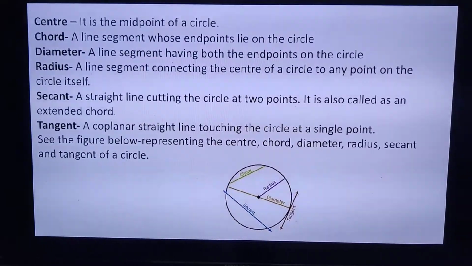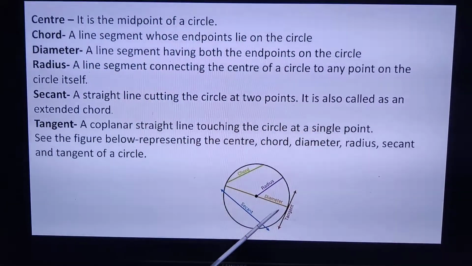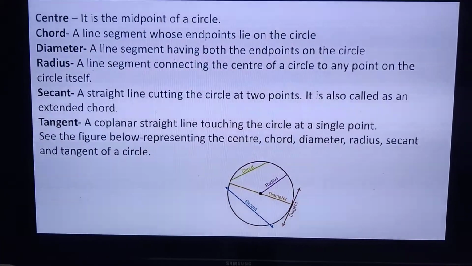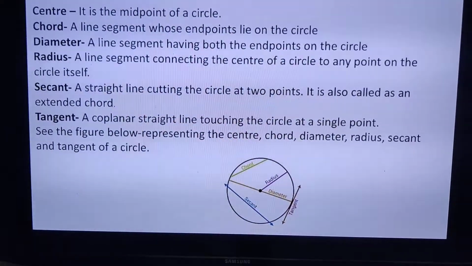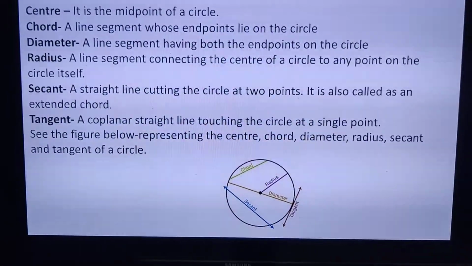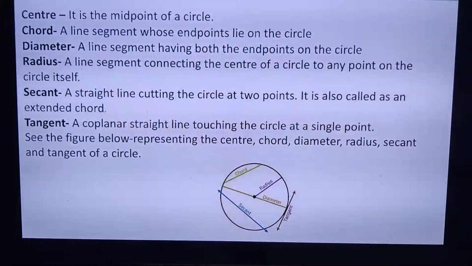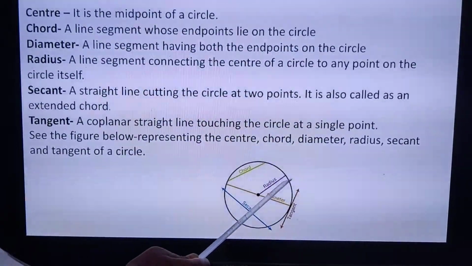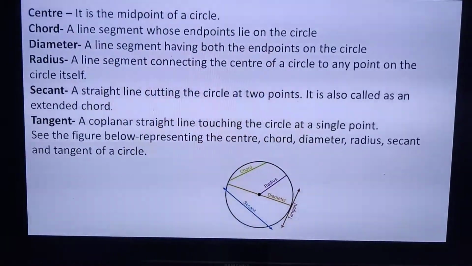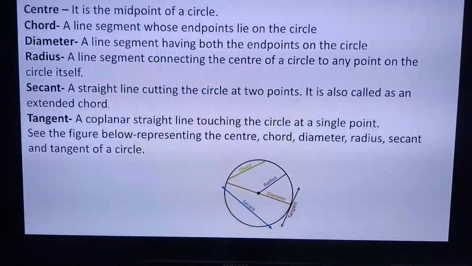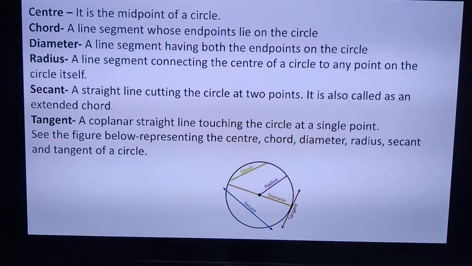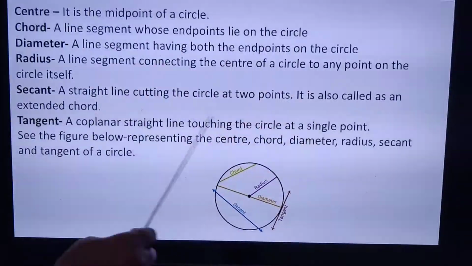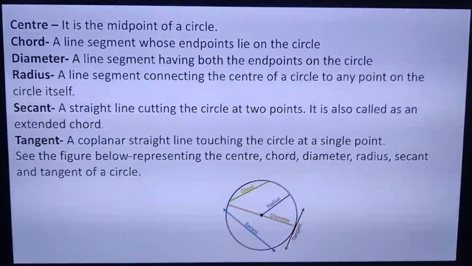Then tangent. Any straight line that touches the circle at only one point is called a tangent of the circle. We will discuss the tangent equation of the circle later. Now in this figure we have covered what is the center of the circle, what is the radius of the circle, what is a chord of the circle, what is the diameter of the circle, what is a secant of the circle, and what is a tangent of the circle. All these are the parts of the circle.